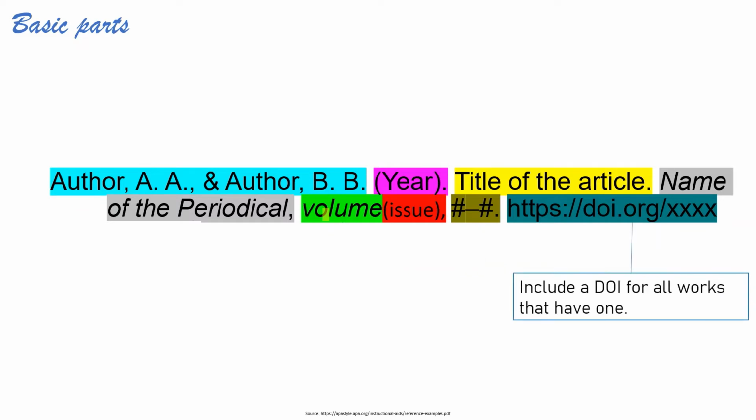Finally is the link for the DOI or Digital Object Identifier. It is a unique alphanumeric link to provide the location of the article on the internet. If the paper has one, please include it, and no period after it.